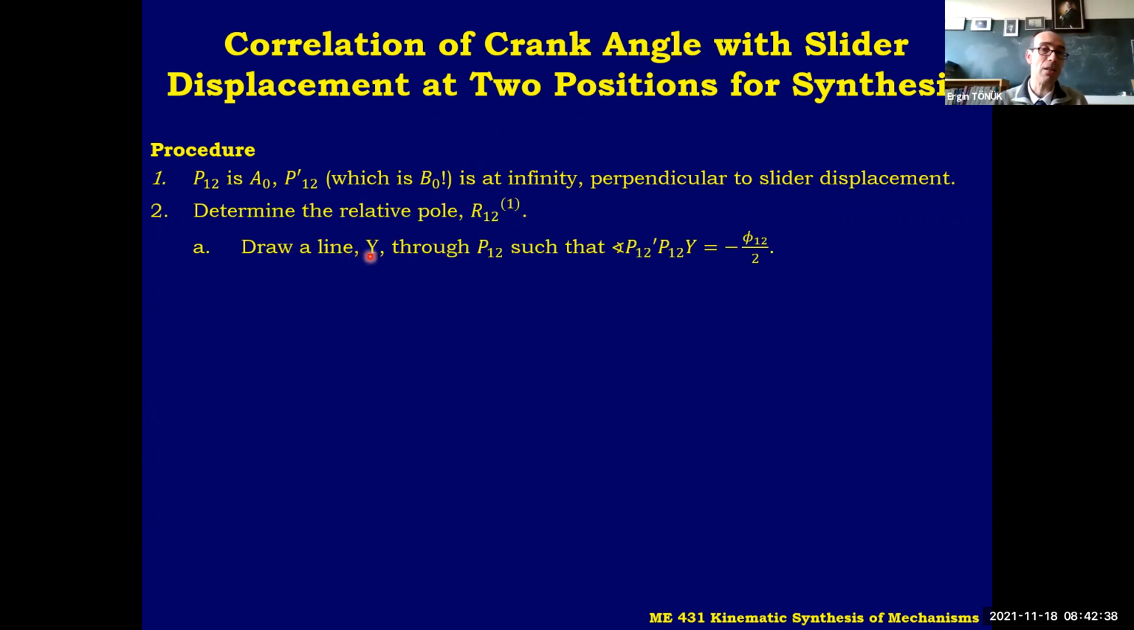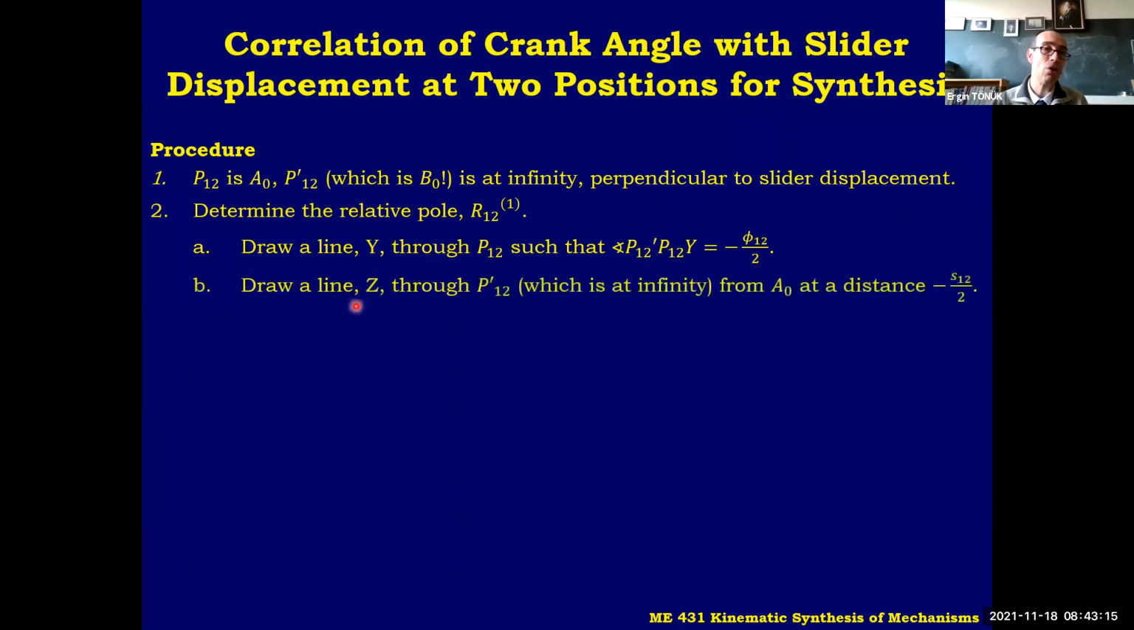Draw a line Y through P12, which was A0, such that the directed line P12 prime, which is at infinity perpendicular to the slider, P12Y is negative half of the crank rotation, okay? So the only difference is P12 prime is at infinity, perpendicular to the slider direction.